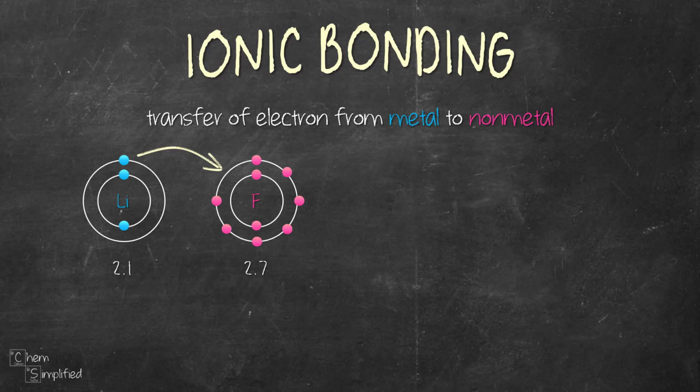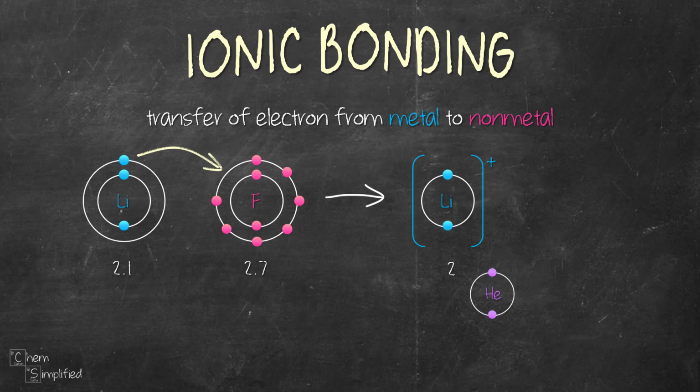After lithium transfers 1 electron to fluorine, lithium ion now has 2 electrons remaining. Its electron configuration looks exactly like helium, the noble gas in period 1. The charge on lithium ion is +1 because it transferred 1 electron.